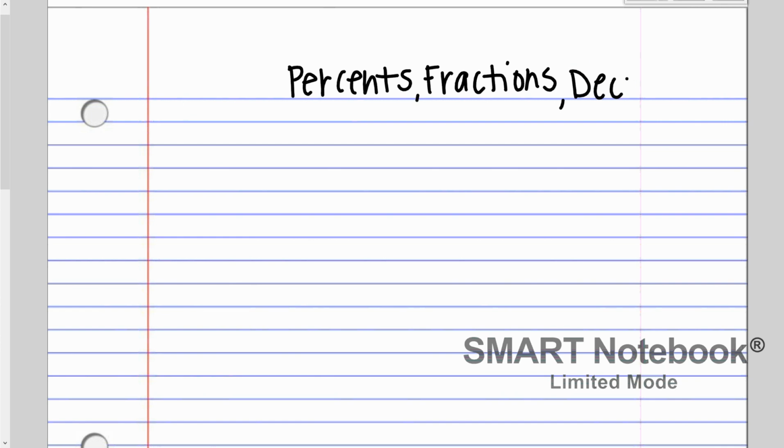Today we're going to learn how to convert between percents, fractions, and decimals. So the title of our page should be Percents, Fractions, and Decimals. Okay, so let's just get right into it.